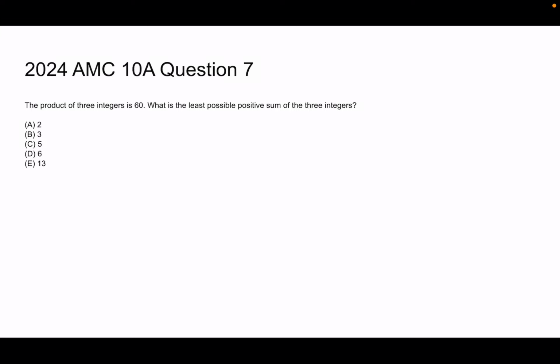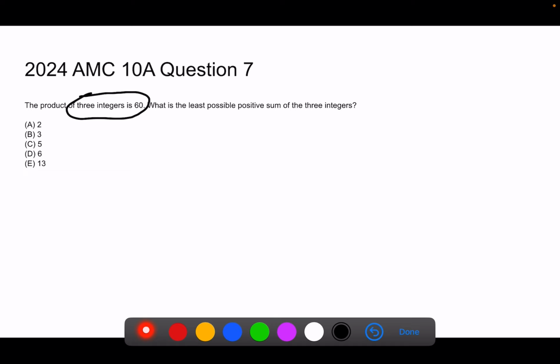For AMC 10A, problem 7. The product of three integers is 60. What is the least possible positive sum of the three integers?